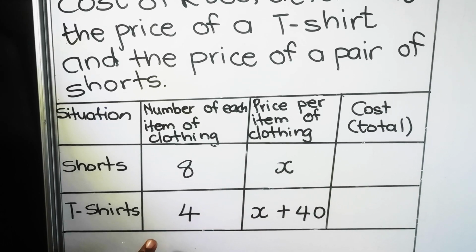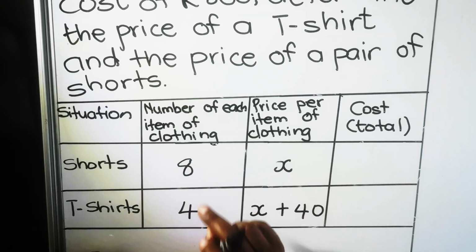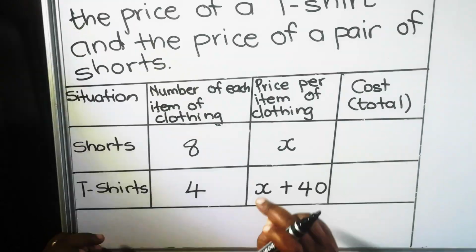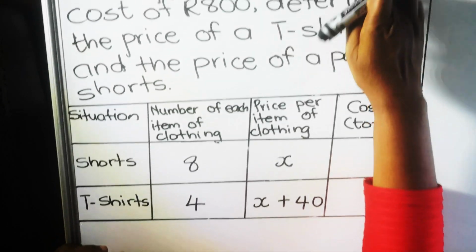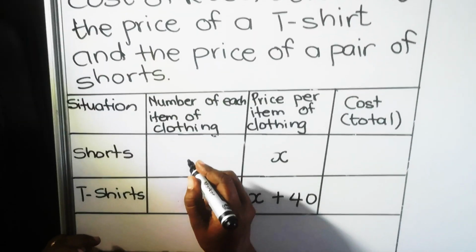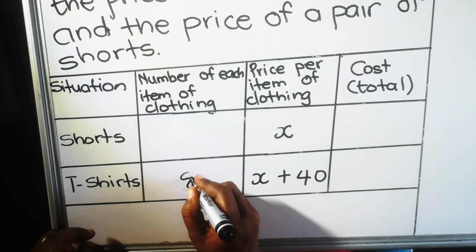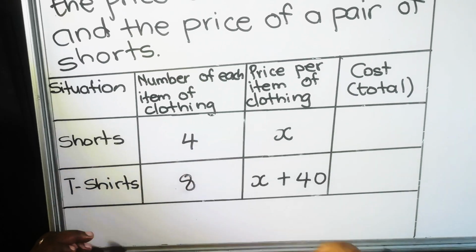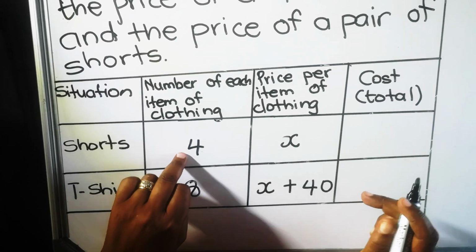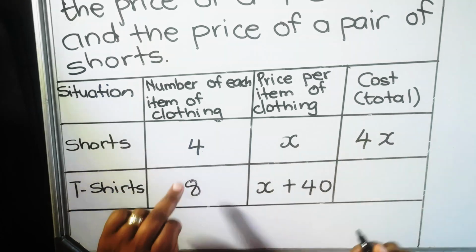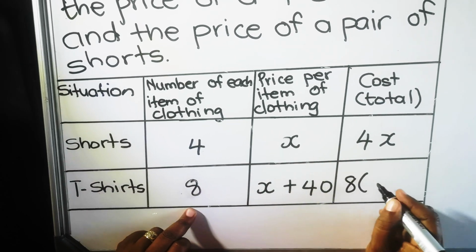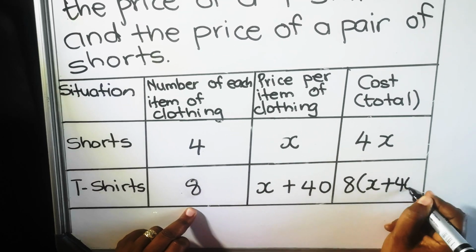So how much will it cost here? Let's see, which one is 40? Right here, I made a mistake. It's 8 t-shirts, not shorts. So it's 8 t-shirts and 4 shorts. So how much does it cost? It costs 4 times the price that we don't know. This one is 8 times X plus 40.